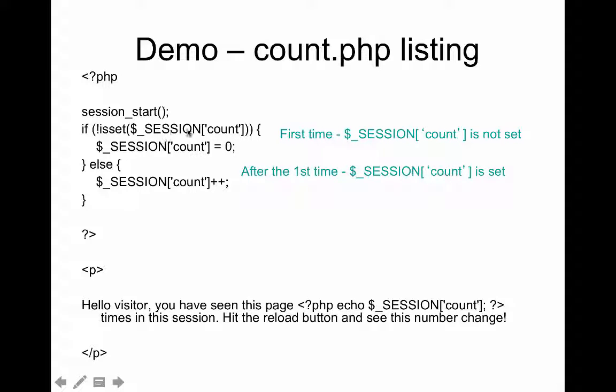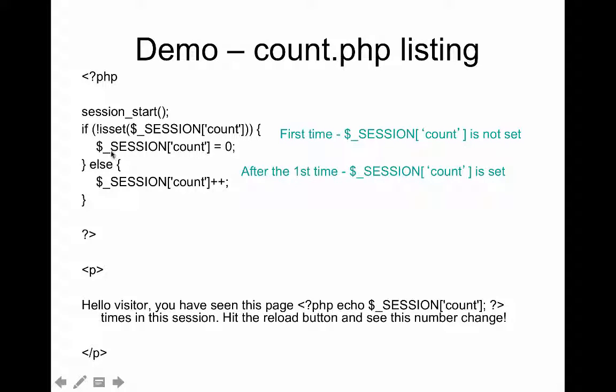So how do you get access to the $_SESSION variable? Well, we first have to call this PHP function session_start. So whenever you want to access the $_SESSION variable, you have to call session_start first. So in this program, count.php, I call session_start, and then first of all, I check whether this variable is set or not, $_SESSION['count'], right? Is this set? And if it is not set, I set it to 0. So this is an initialization.